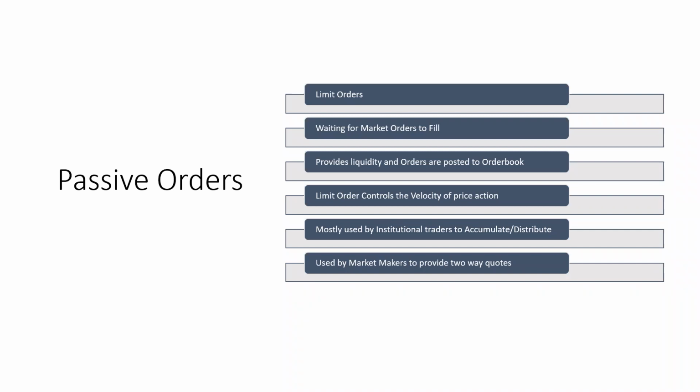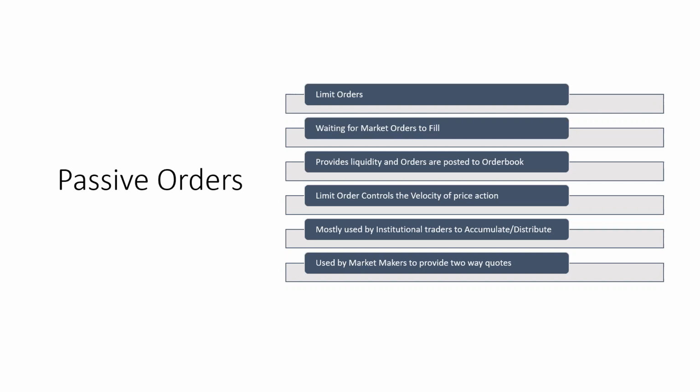All the orders are posted to the order book. Limit orders control the velocity of the price action. As I said, limit orders don't move the market. They only control the velocity of the price action. Passive orders are mostly used by institutional traders, particularly for accumulation and distribution, and they are also used by market makers.